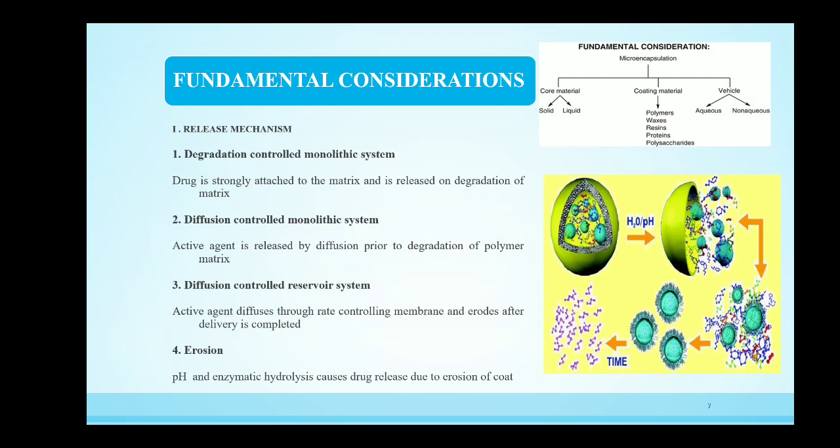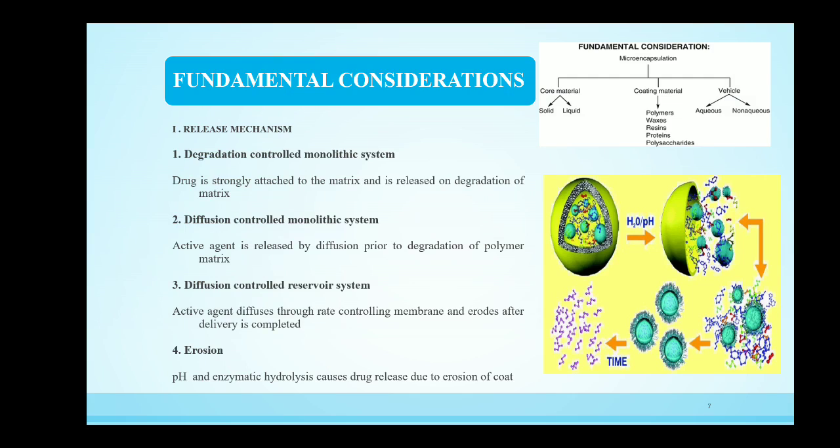Coming to the second mechanism, that is diffusion controlled monolithic system. Here the active agent is released by diffusion prior to the degradation of the polymer matrix. Rate of release depends on whether the polymer degrades by a homogeneous or a heterogeneous mechanism.